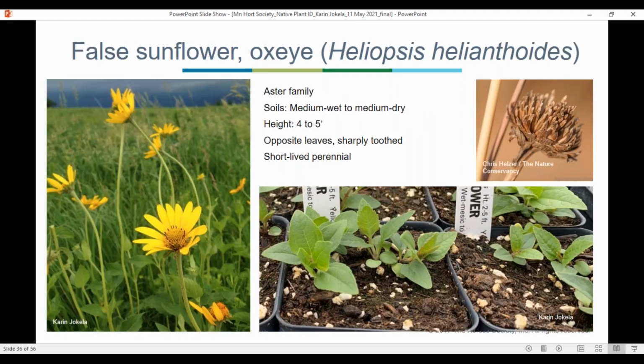False sunflower, very closely related to Helianthus, but it's Heliopsis. These are more short-lived perennials. They don't spread underground sideways. They have opposite leaves. They're a short-term perennial, but they can be quite aggressive when you have them in your garden at first.